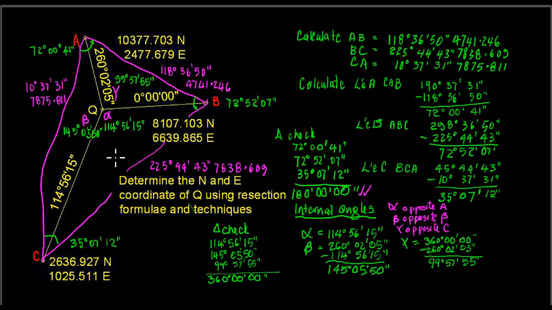So here we are, we've set up at Q, we've observed A, B and C, known stations, and here are our values. We've got a direction of 0 to B, 114°56'15" to C, and 260°02'50" to A. So the first thing to do is to see what information we can find out.